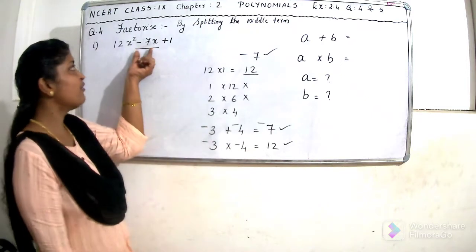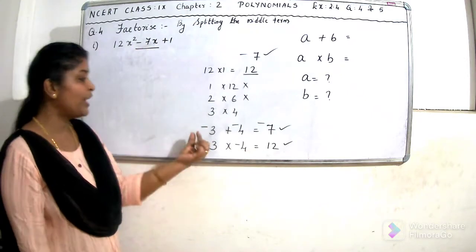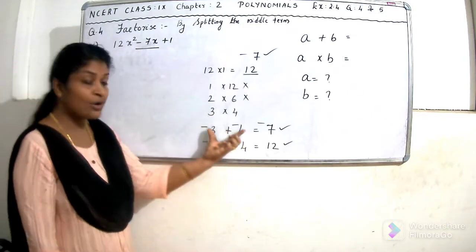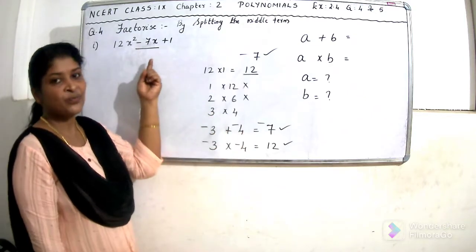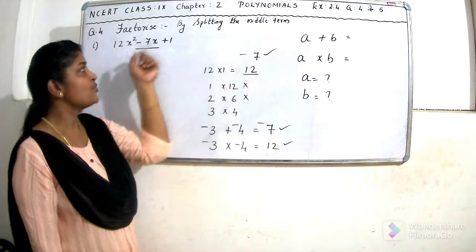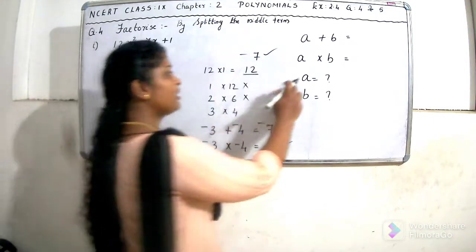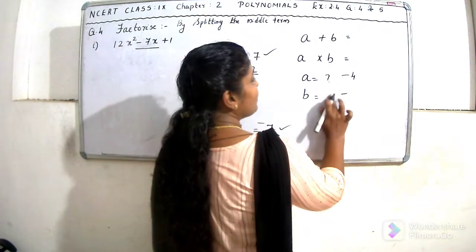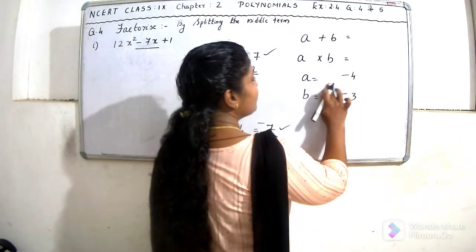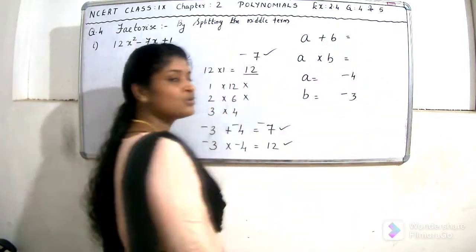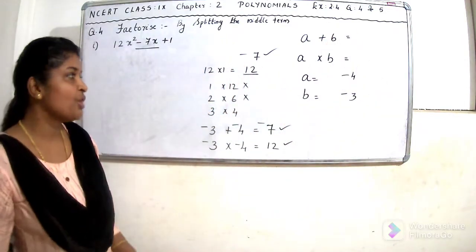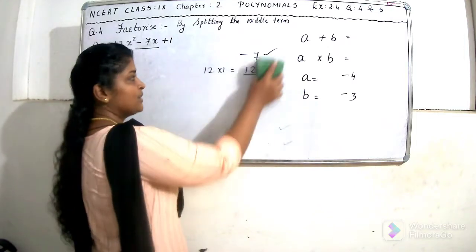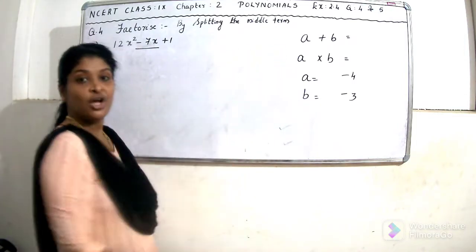So instead of negative 7, we have to write these two numbers here, because the sum of these two numbers is negative 7, no? And that is the method's name. So we got the two numbers, which are our a and b. Our a is negative 4, and b is negative 3. And these two conditions are also satisfied. Okay, so we got the numbers. Now we apply them here. In this way we have to find the two numbers.